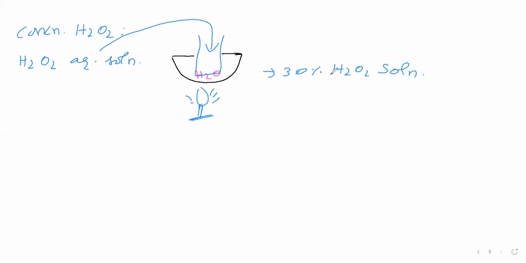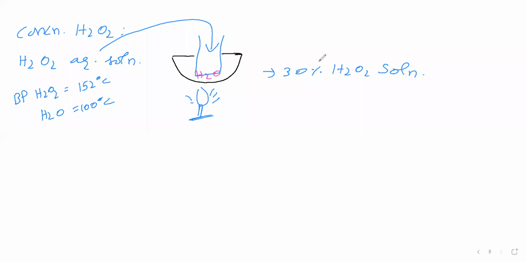Then now we'll see the boiling point of H2O2. Boiling point of H2O2, how much? 152 degrees Celsius. Then boiling point of water, 100 degrees Celsius. Now see, which is having higher boiling point? Hydrogen peroxide. Therefore, on water bath heating, water is evaporating but not hydrogen peroxide. So we got a 30% H2O2 solution.